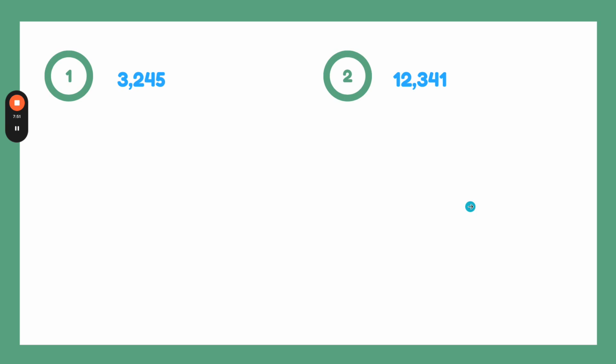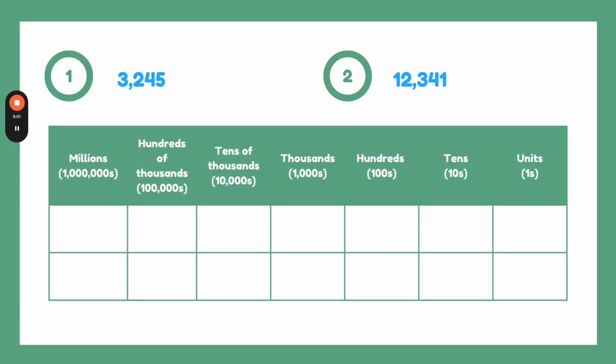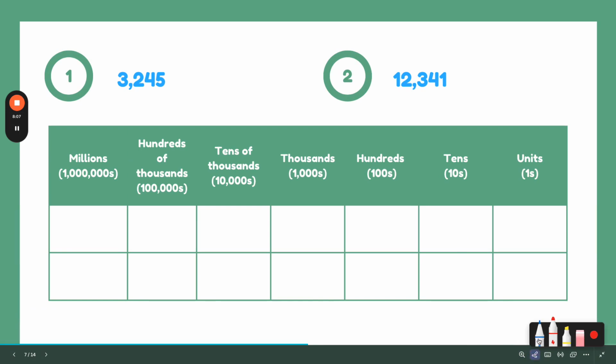Let's have a look at these two numbers. We have 3,245 and 12,341. I'd like you to pause the video and have a go and see how you would position the digits in these numbers in our table over here. Once you've had a go, we can have a look at these two examples together.